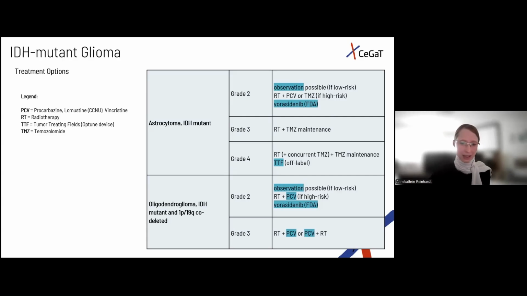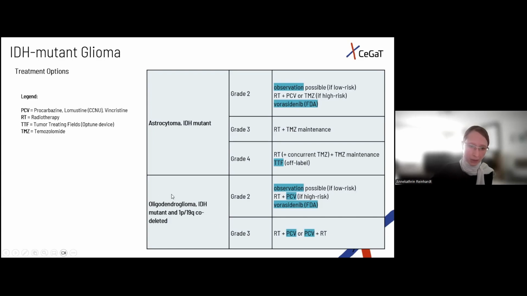When we look into the higher grade gliomas, grade 3 and grade 4, and the astrocytomas, you see that the predominant chemotherapy is temozolomide. And you can also consider tumor treating fields in patients with grade 4 as an off-label option.